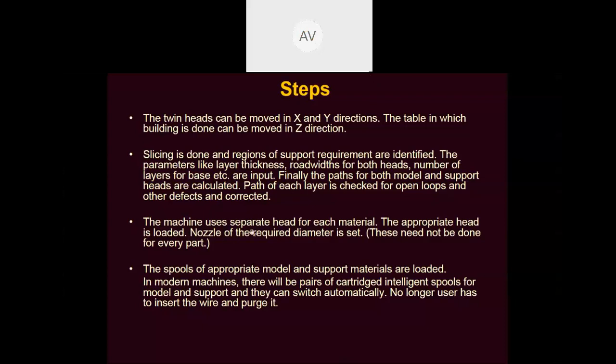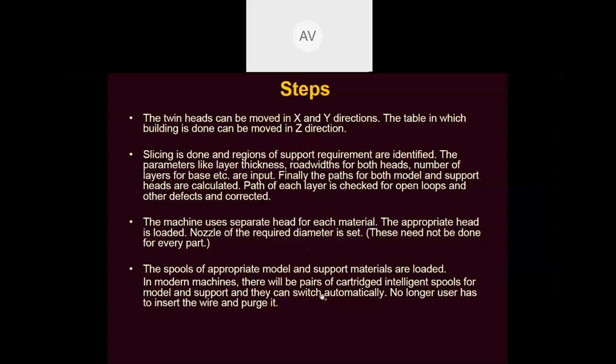Then the machine uses a separate head for each material. The appropriate head is loaded and a nozzle of required diameter is set. These are the steps you have to decide before actual manufacturing: what type of material you have to use, the head material, everything. You have to think about all this. You also have to fill the spool, and the appropriate model and support materials are loaded. Means you have to load the support material as well as the main material on the machine.